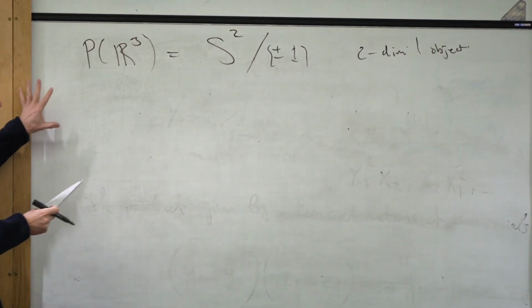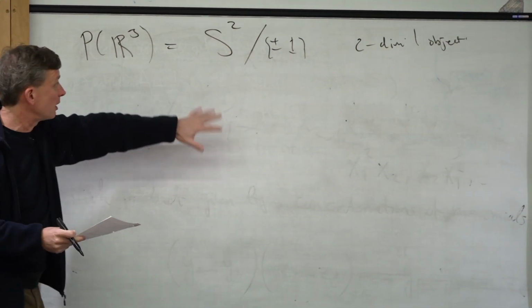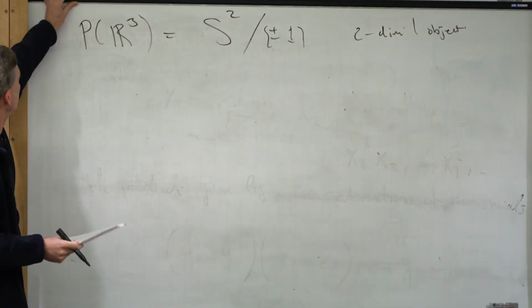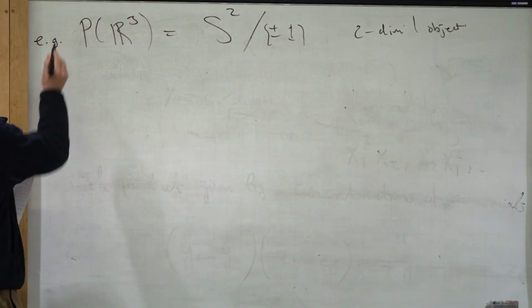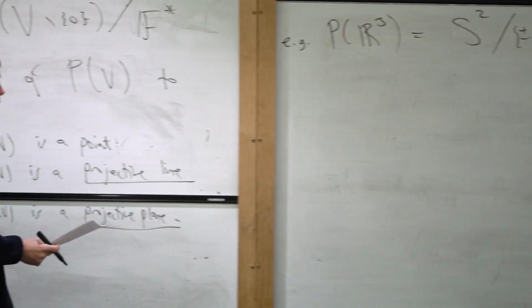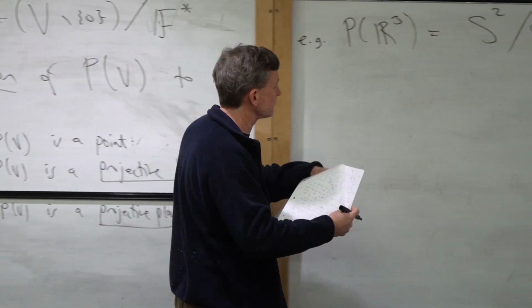P of R2 is the circle divided by plus or minus 1, which again is one-dimensional. So that's why subtracting 1 is a good thing to do.